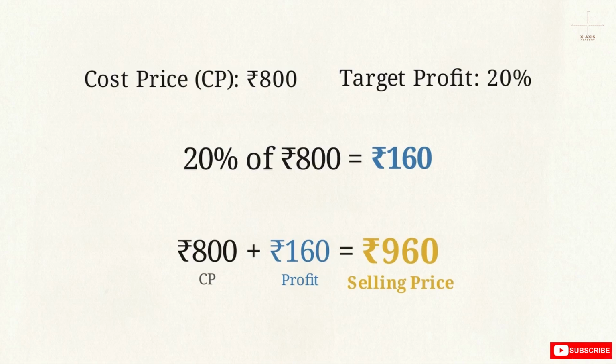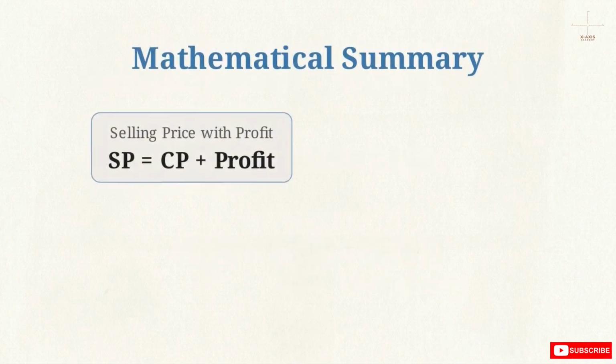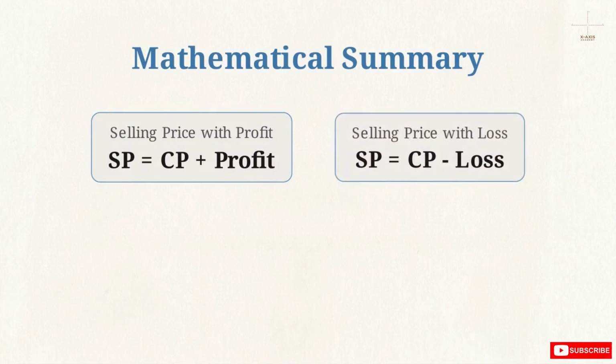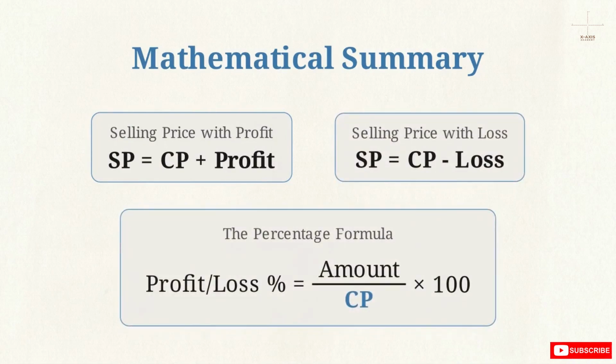Let's review. Selling price is found by adding profit to or subtracting loss from the cost price. When calculating percentages, cost price is the constant baseline. Following these steps lets you analyze margins, set prices, and measure the results of any business scenario.